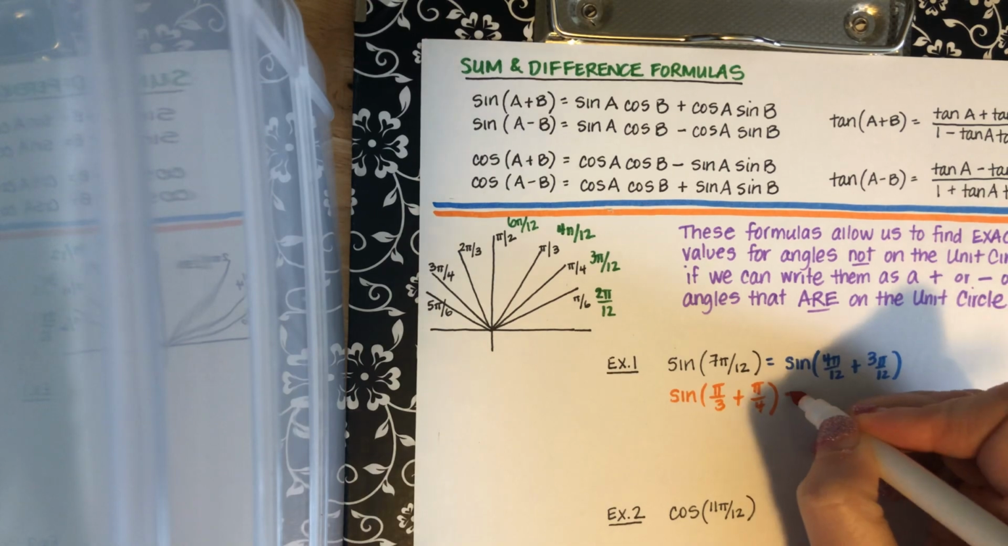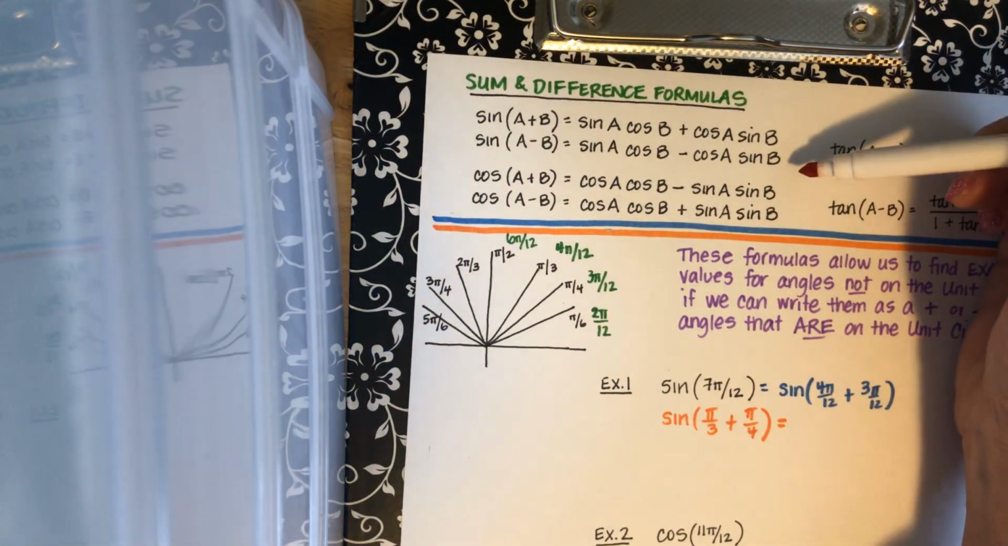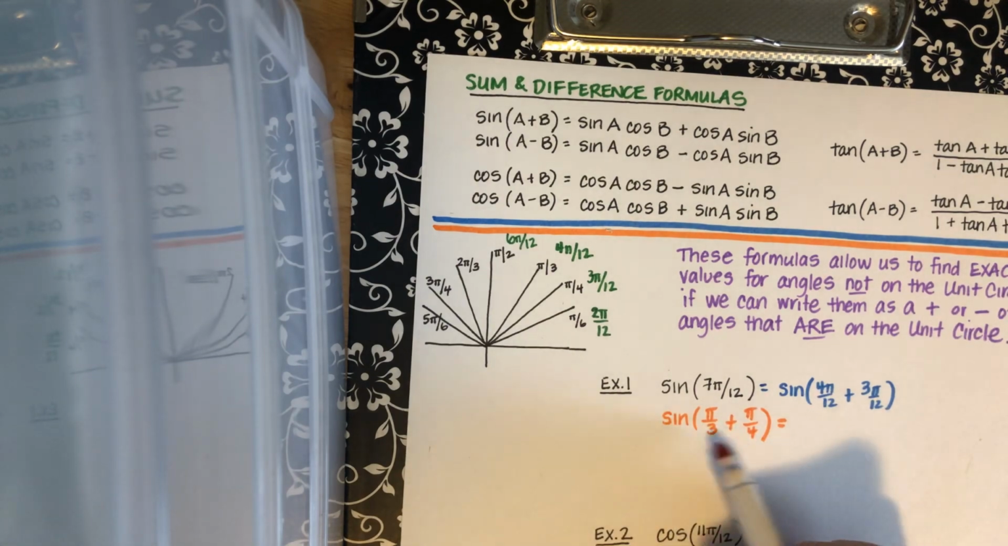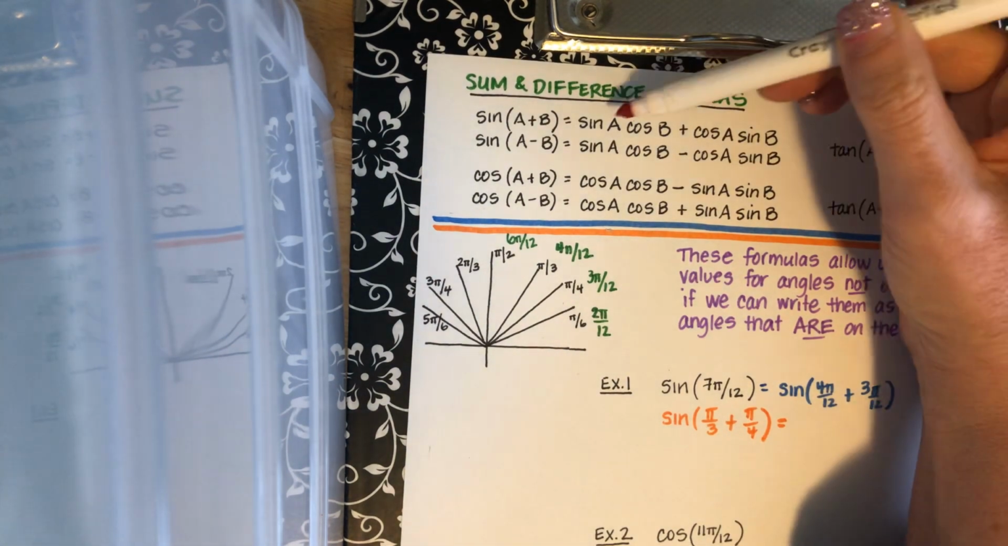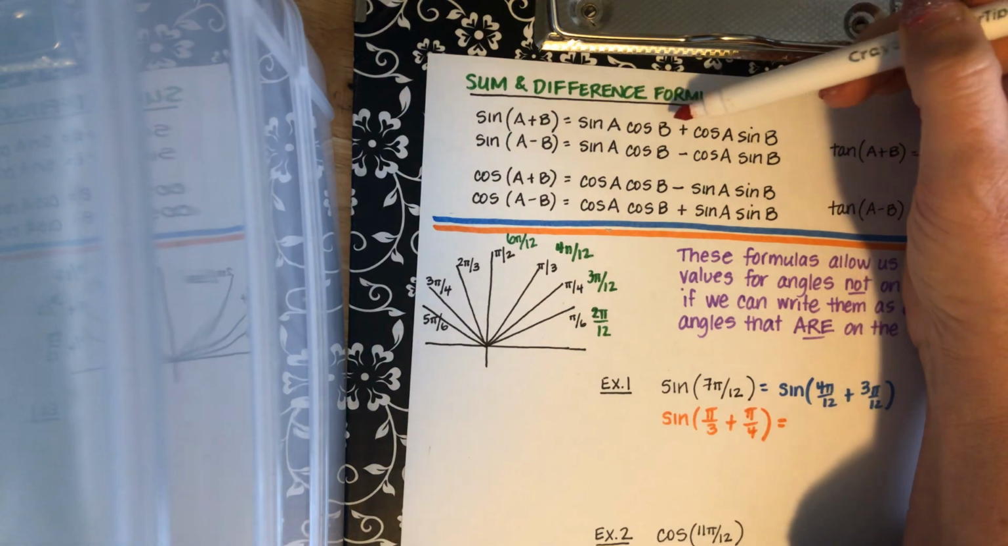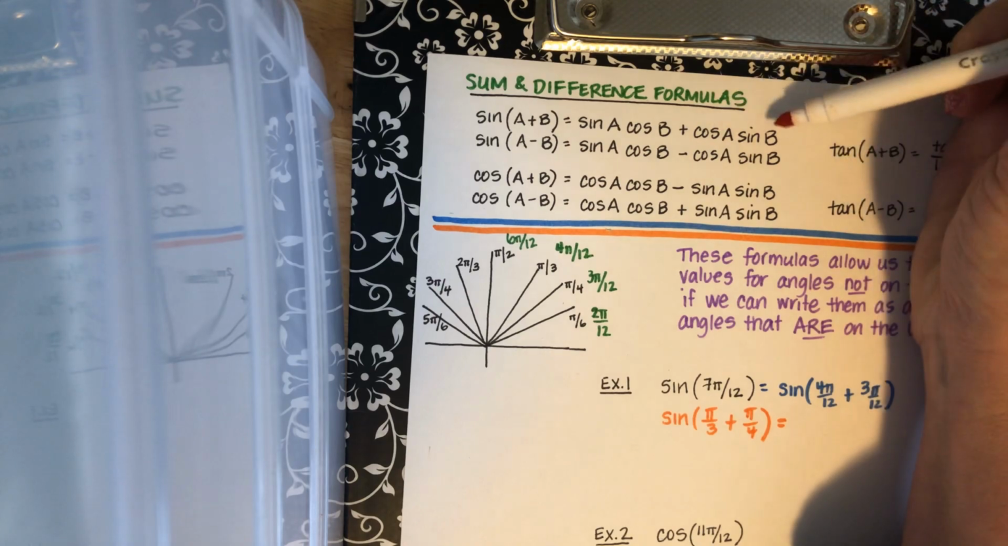All right. Now what I'm ready to do is use my formula, which is the very top one here. It's the sine of two angles added. So this very first formula is what I'm going to use. Notice that it is the sine of the first times the cosine of the second, and then you add the other combo, the cosine and the sine.